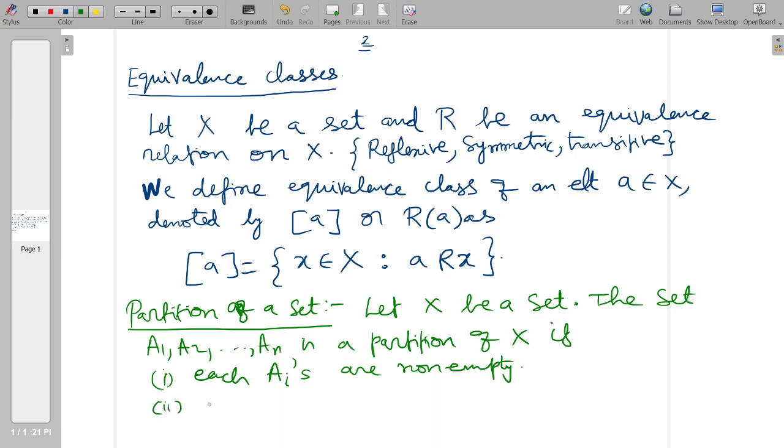Number 2, X is equal to the union of Ai, i equal to 1 to n. When I take the union of all these sets A1, A2, A3, so on up to An, I should get the set X. The third one is an important property: Ai intersection Aj is empty for i not equal to j. So they are pairwise disjoint. Okay, so this will be called a partition.